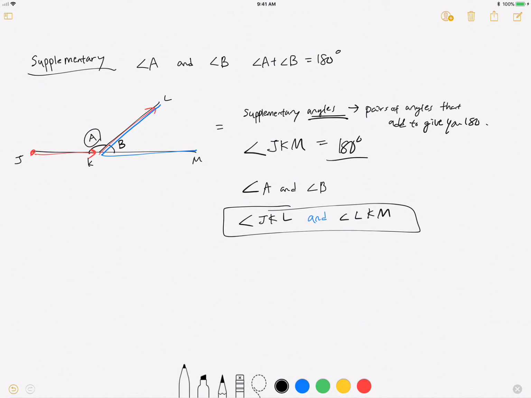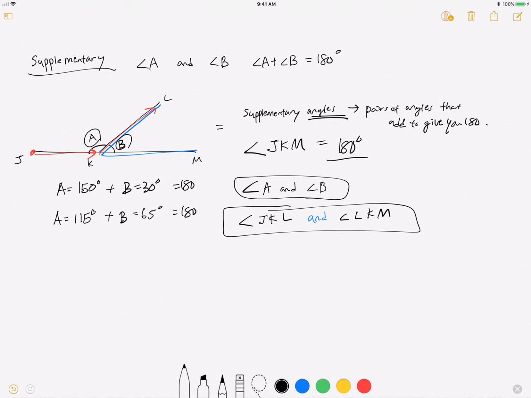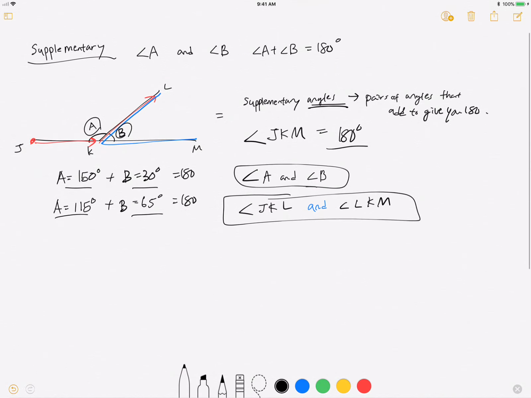Or if I just label the angles such as A and B, you could just tell me that it's A and B. Now suppose I say that A is equal to 150 degrees. That means that B has to be 30 degrees so that they can add to give you 180, right? Even if I were to give you that A was 115 degrees, then B has to be 65 because they have to add to give you 180. In mathematics terms, this would be basically how it's going to be.